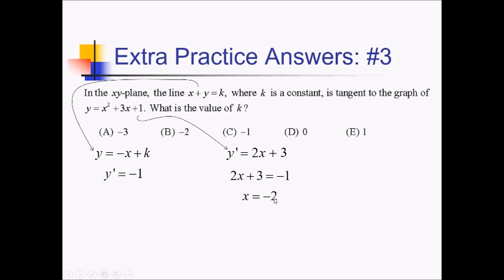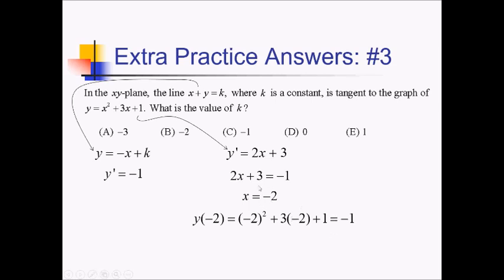Now where can I plug this back in to get the y value? Well, it would be safest to do it in the original function, and in fact that's the only choice we have because your tangent line has a k that we don't really know the value of yet. So plugging negative 2 in here, I've got negative 2 squared plus 3 times negative 2 plus 1. That's going to be 4 minus 6, which is negative 2, plus 1 is negative 1.